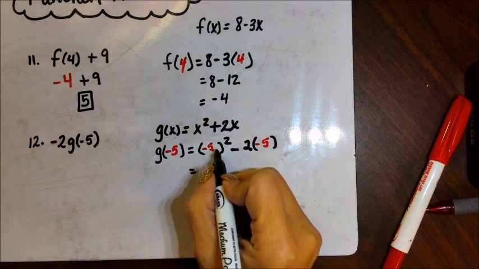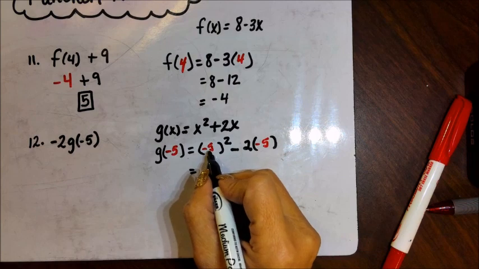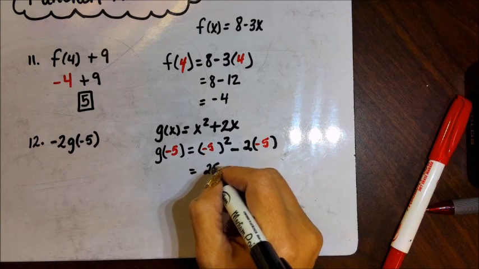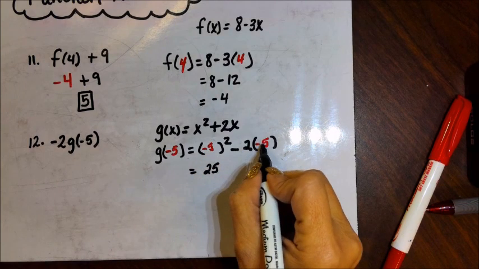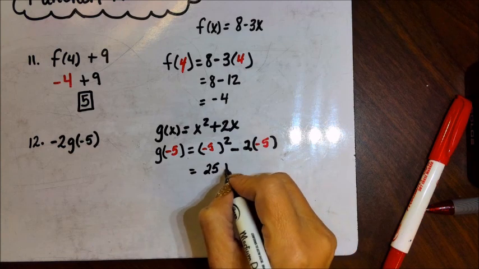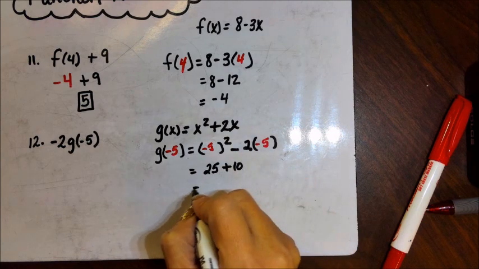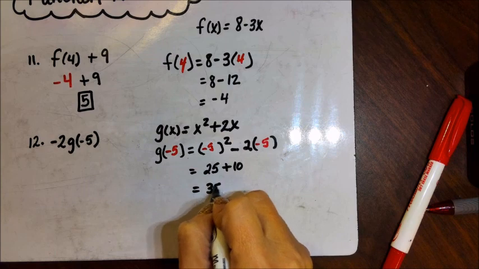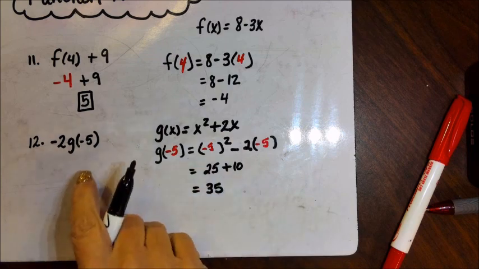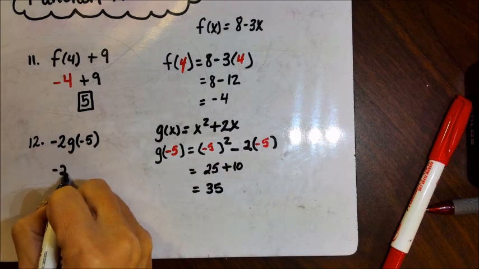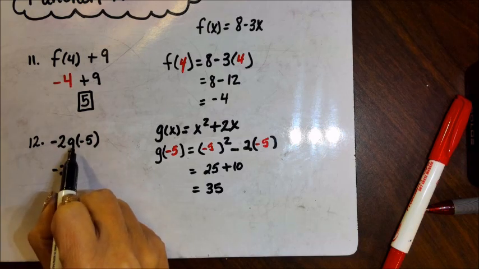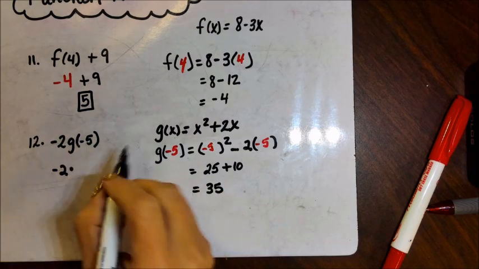So, negative 5 times negative 5 is a positive 25. Negative 2 times negative 5 will be a positive 10. So, g of negative 5 is 35. So that means I've got negative 2 times g of negative 5. Well, g of negative 5 is 35.